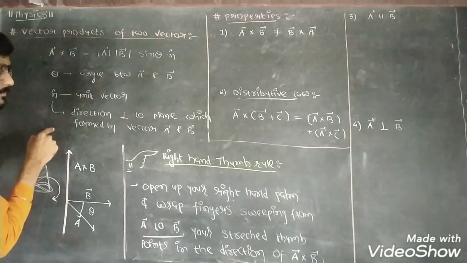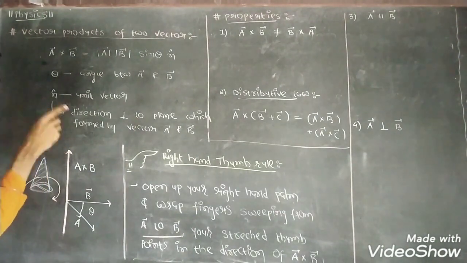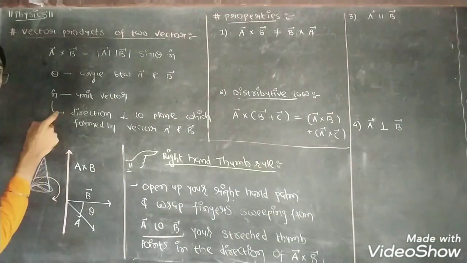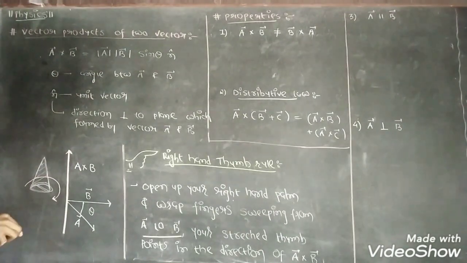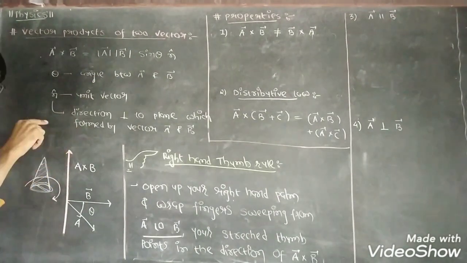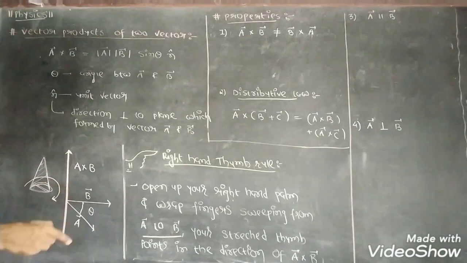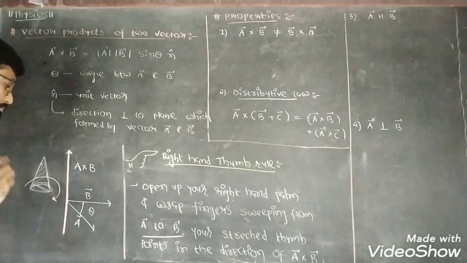The unit vector is in the direction perpendicular to the plane which is formed by the vectors A and B.